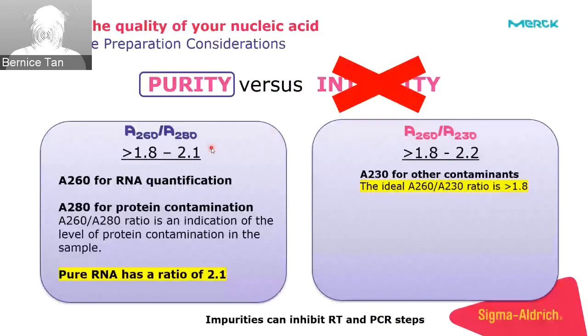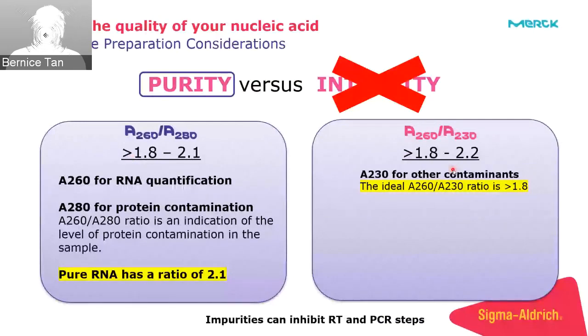If your A260 over 280 value is a bit low, you probably have protein contamination, and I recommend cleaning up your sample. Same for your A260 over 230. If it's a bit low, it indicates that there are other contaminants possibly carried over during your extraction method. It's really important to clean up your sample.